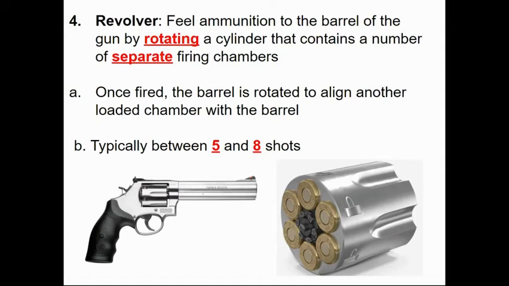So when you pull the trigger and it strikes this, it's going to fire that out the barrel. The cylinder is then going to rotate and click the next one into place. And so every time you fire, this cylinder is going to turn and load up the next one.